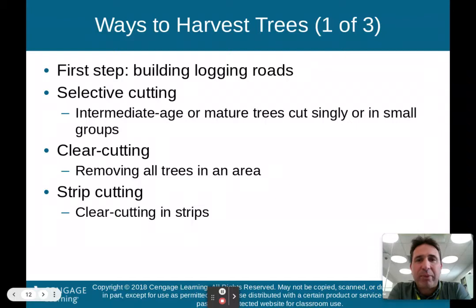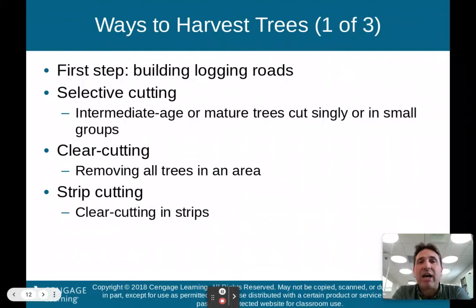First step, you have to build logging roads, which is bad in its own right, and we'll talk about that in just a minute. You have something known as selective cutting, intermediate age or mature trees cut singly or in small groups. That would be selective cutting. You have clear cutting, which is removing all the trees in an area. And then you have strip cutting, which clear cuts in strips. All right, and I'll show you some pictures of these in just a second.